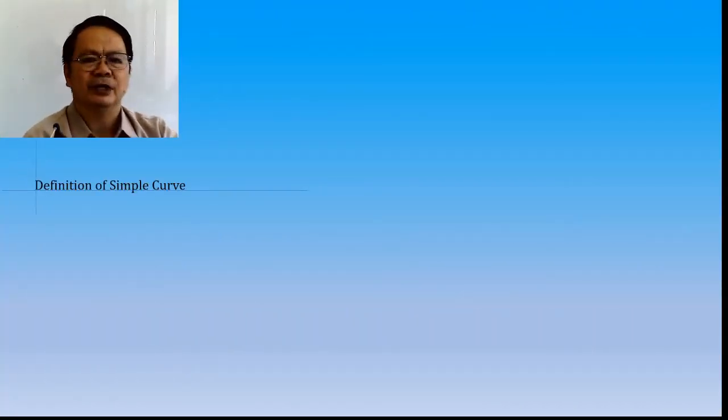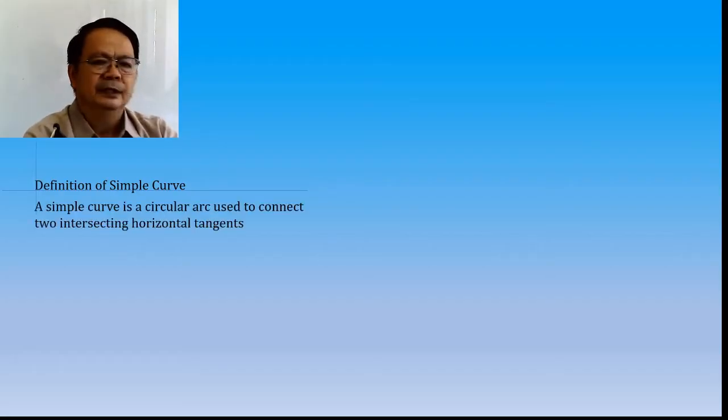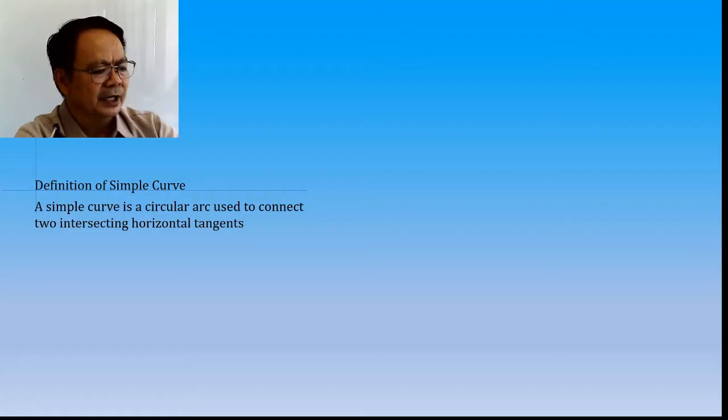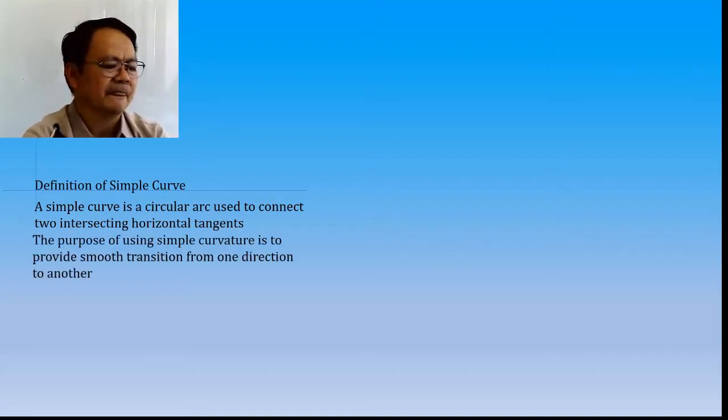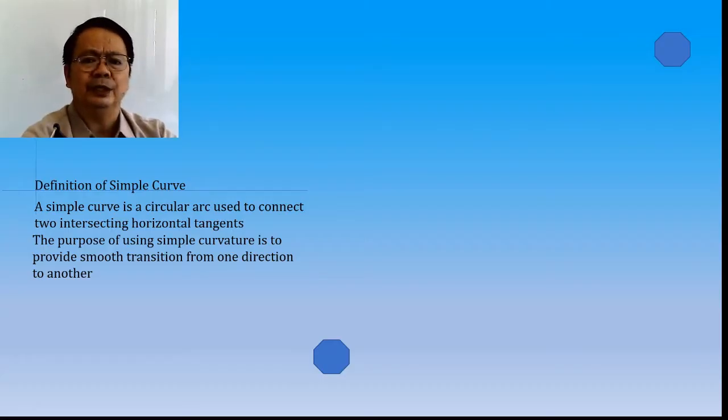Ang topic natin guys ay about the definition of simple curvature. Sabi dito, a simple curvature is a circular arc that is used to connect two intersecting horizontal tangents. The purpose of using simple curvature is to provide transition from one direction to another. Magbibigay ako sa inyo ng halimbawa, guys, halimbawa, meron tayong dalawang towns, that these towns are connected with straight tangents, and the tangents run this way.